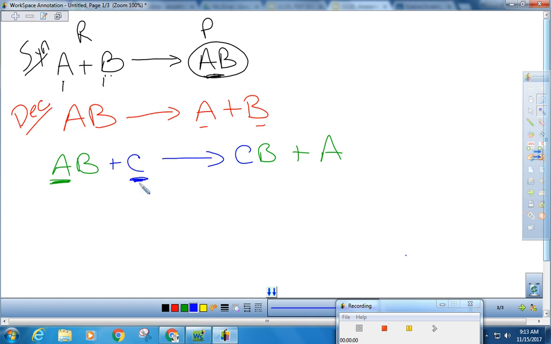We talked about how atoms, when they bond together, are not stuck together forever. If something bigger or better comes along, they are going to change partners, and that's what's happening. C is a bigger, stronger metal. It is going to push out A, so it takes its place, so it's C, B now together, and lonely old A is out by itself. Yes?